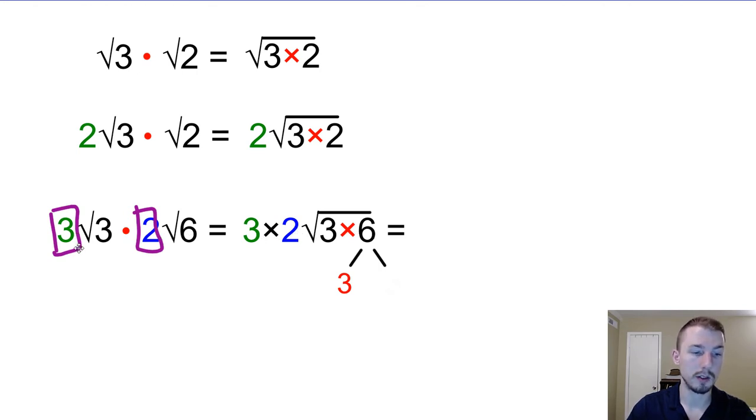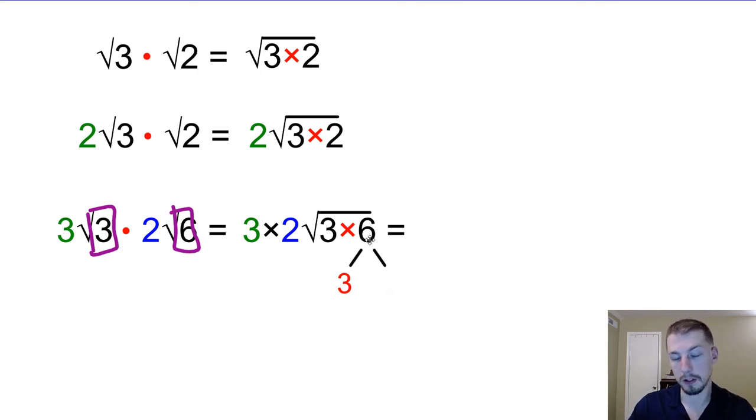So the parts on the outside of the radical stay on the outside, the parts on the inside of the radical stay on the inside. That's really the pattern that you need to know for multiplying radicals. Now the only difference is with radical 18, we can break it down and simplify it, because it has a factor of a perfect square of 9.